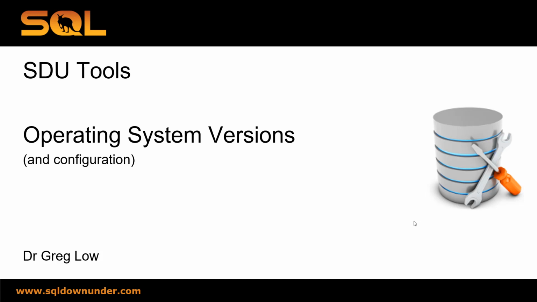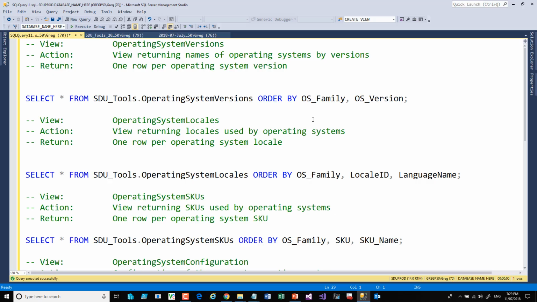This is another video in the SDU Tools series. This is on working with operating system versions and configuration. SQL Server knows quite a bit about the operating system that it's running on, but many of the values that come back from it are not immediately obvious. So we've built some tools to make that a little easier to work with.